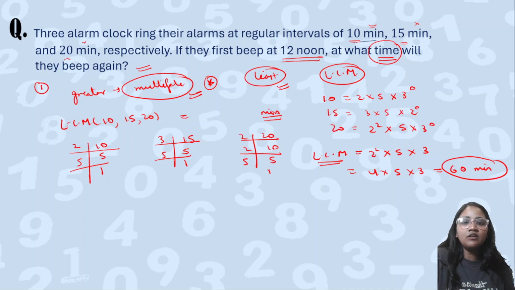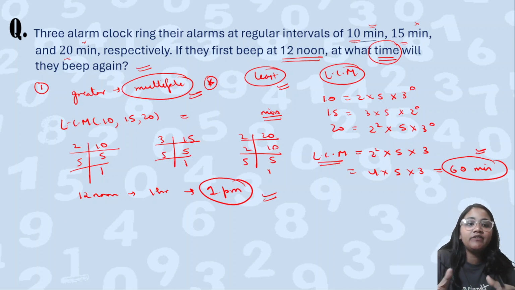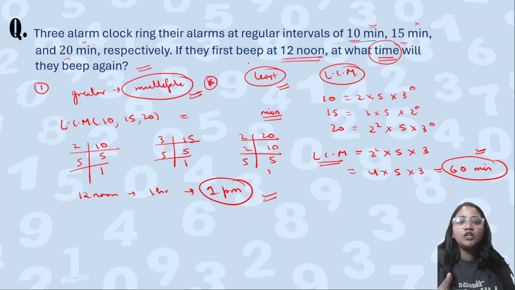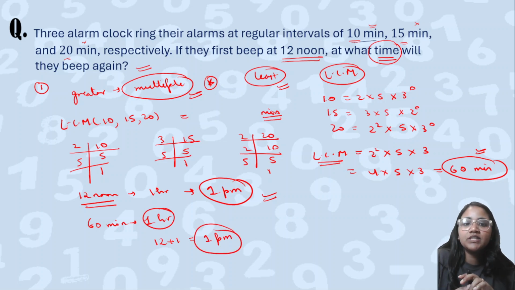So they will again beep after 60 minutes. So if it's 12 noon, after 60 minutes, that is 1 hour, it will be 1 p.m. So the three alarms will beep again at 1 p.m. I hope this is clear, right? Because we got 60 minutes as the LCM, it means that after 60 minutes they will beep again, and they first beep at 12 noon. So 60 minutes is 1 hour, so we do 12 plus 1, which is 1 p.m. They will beep again. I hope this is clear.